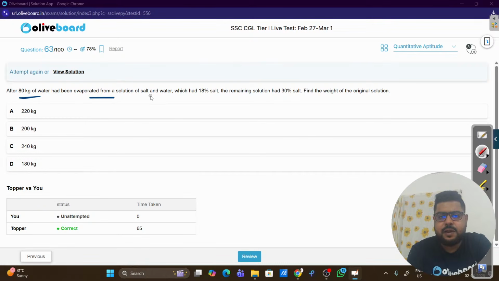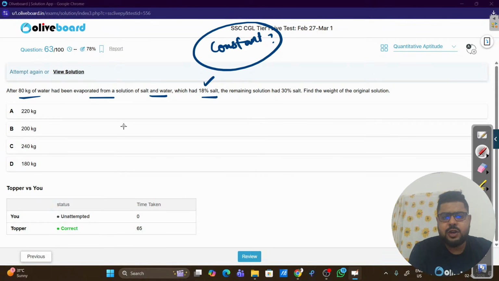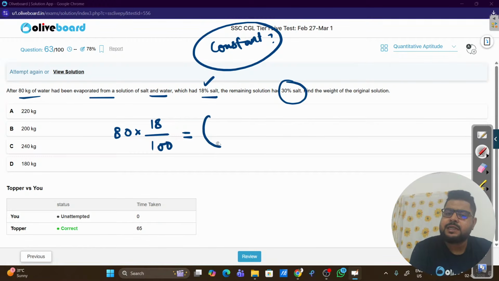Water evaporated from a solution, 18% salt. That means water has reduced. What is constant? Always think like this. What is constant over here, sir? Salt. How much salt was there? 80 kg, 18% salt. Done. Is equal to the remaining. How much water has evaporated? Let's say x kg.